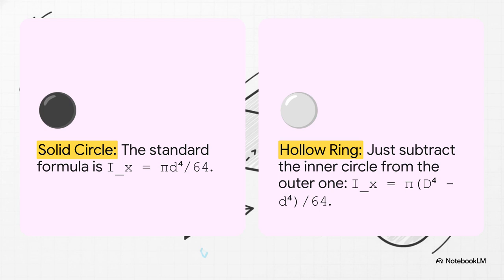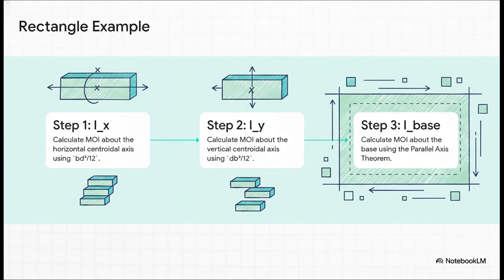Now, for a hollow ring or a pipe, the concept is beautifully simple. You just calculate the MOI for the big outer solid circle, and then you subtract the MOI of the empty hole in the middle. So the formula becomes pi over 64 times the big outer diameter to the power of 4 minus the little inner diameter to the power of 4. Easy, right? All right, on to our main event.